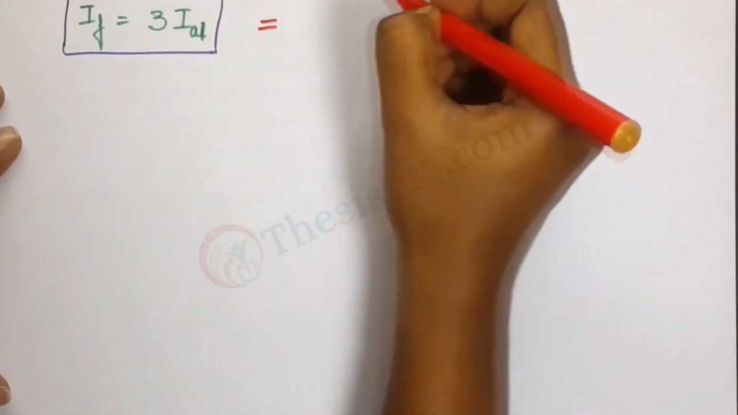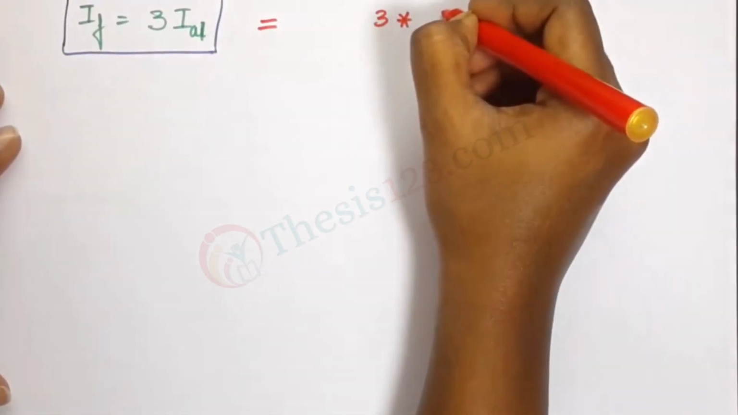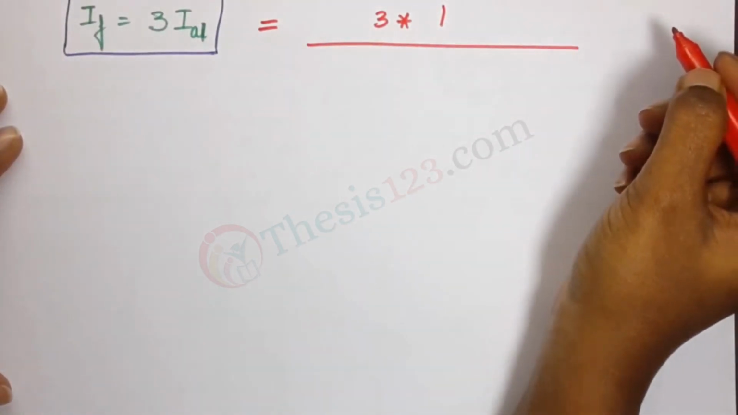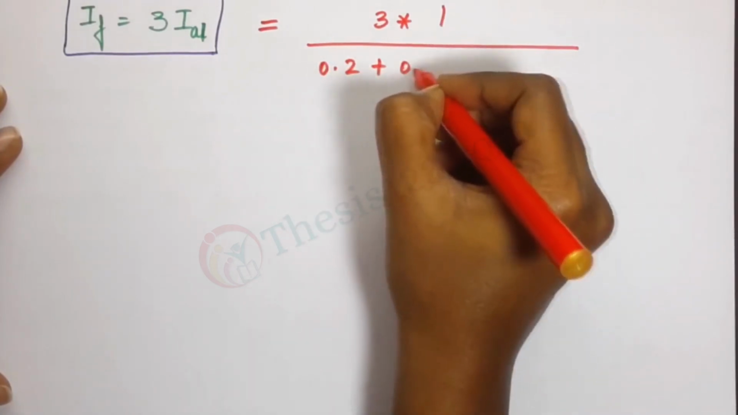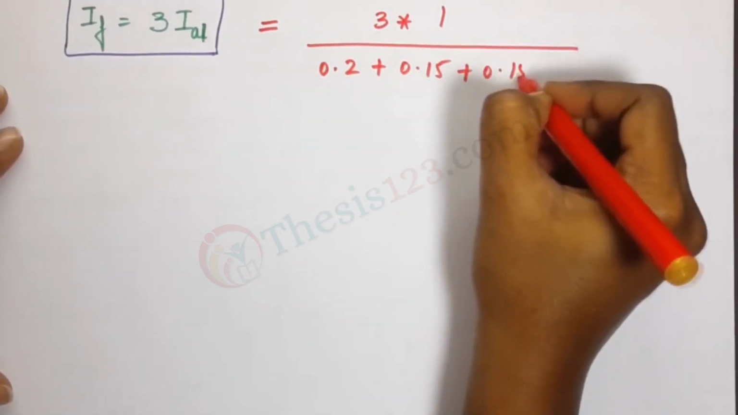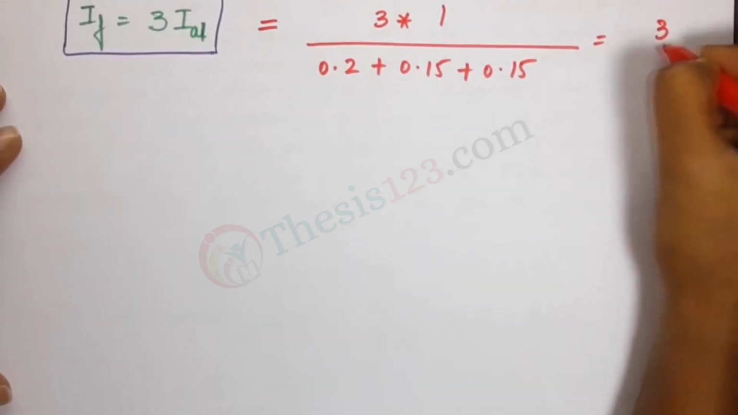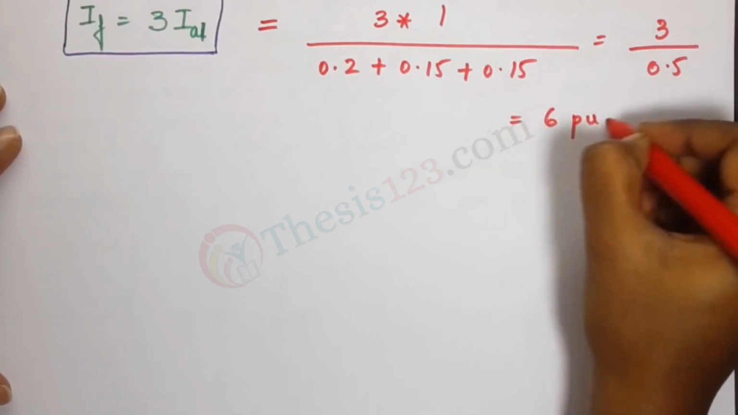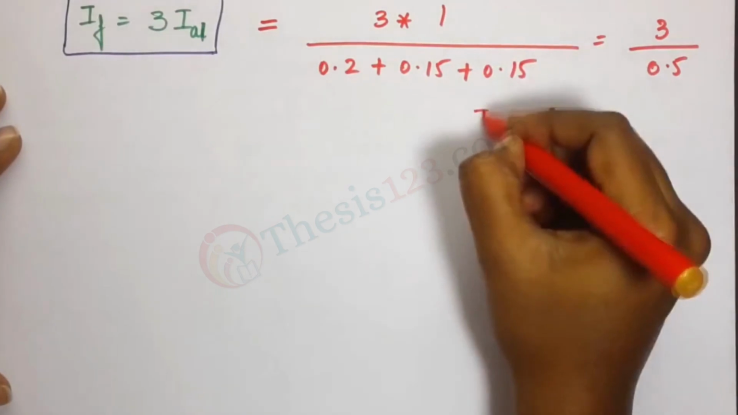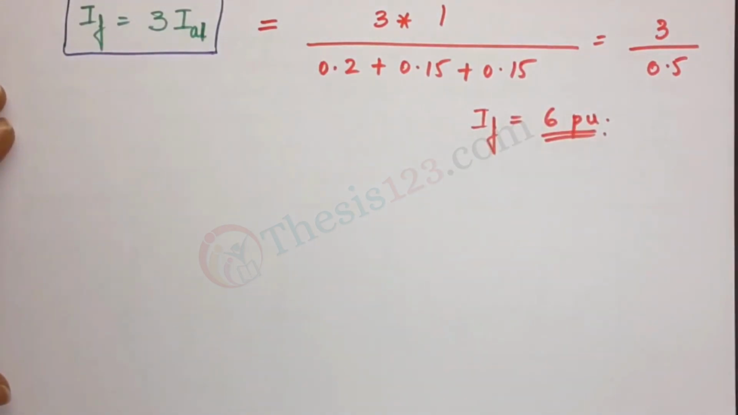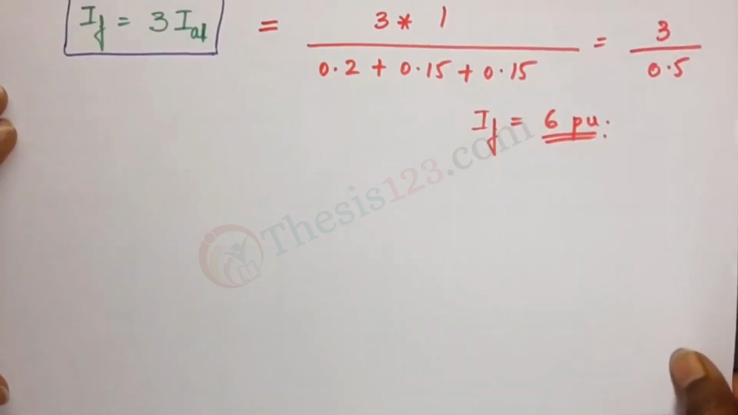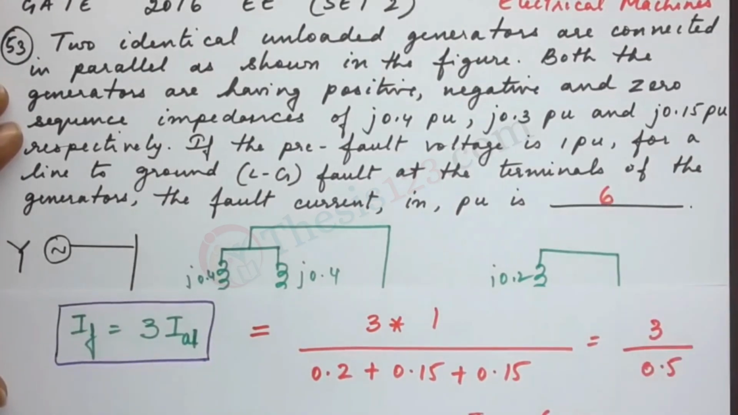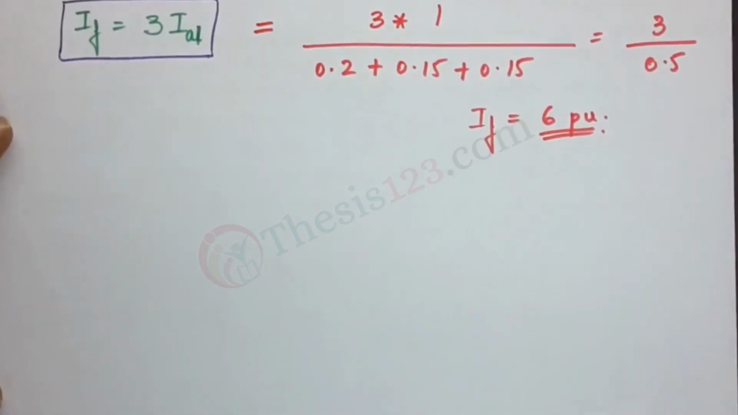So this gives us 3 into 1 divided by the sum of all the impedances that we calculated, 0.2 plus 0.15 plus 0.15, which gives us 3 divided by 0.5, that's 6 per unit. So the fault current IF is 6 per unit. This is the final answer. Now let's see if it matches. Oh no, it's not a multiple choice. So the final answer is 6. Well, I hope this has helped.